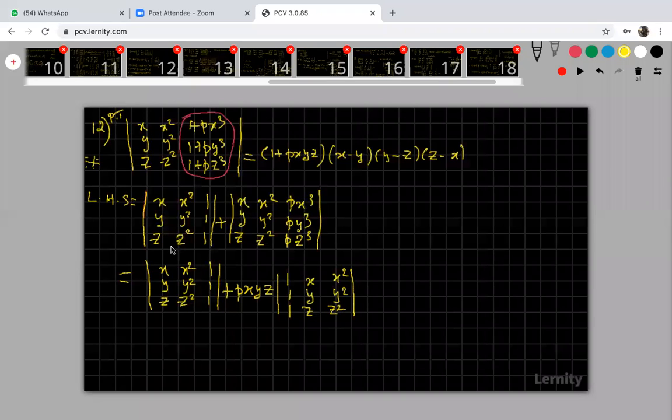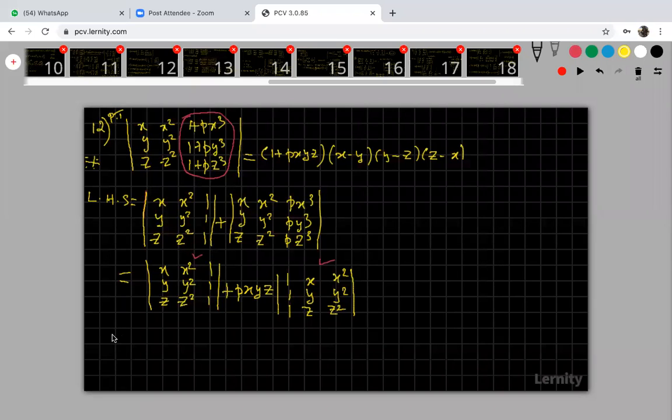Okay, so now look at that. These two determinants look the same. But here my first column is x, y, z, and here my first column is 1, 1, 1. Here my second column is x square, y square, z square, and here my third column is x square. That means the columns are interchanged, shuffled. I'm going to rearrange the columns of one of the determinants, the first determinant, by interchanging the columns.